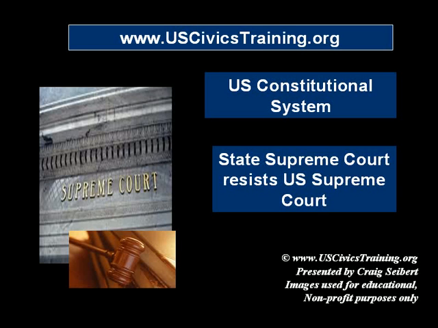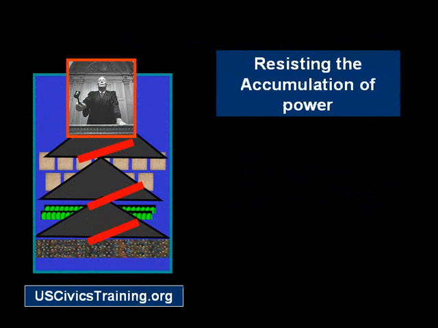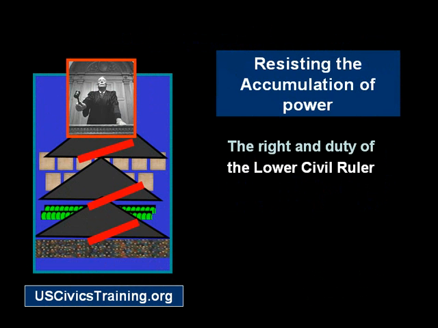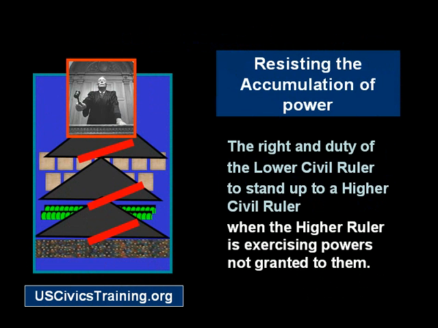Hello, this webinar is a part of the U.S. Constitutional System series, and it's an example of a state Supreme Court resisting the U.S. Supreme Court. Now, we have a webinar on the resisting of the accumulation of power. This is the right and duty of the lower civil ruler to stand up to a higher civil ruler when the higher ruler is exercising powers not granted to them. And we have a whole webinar that explores that. This webinar uses an example of a state Supreme Court.